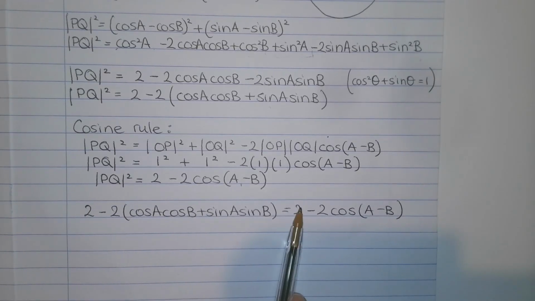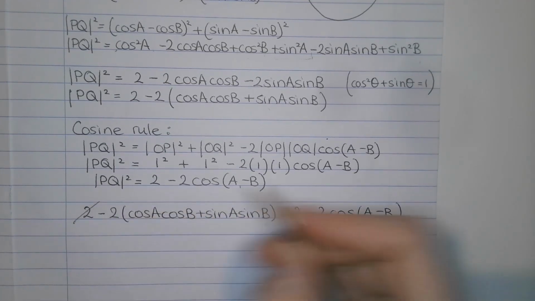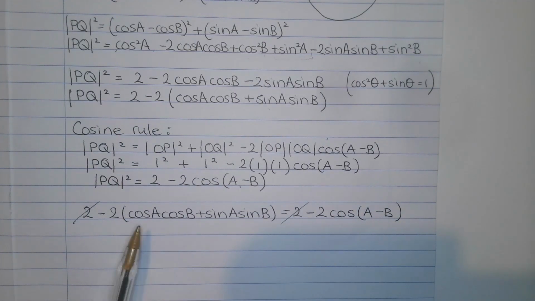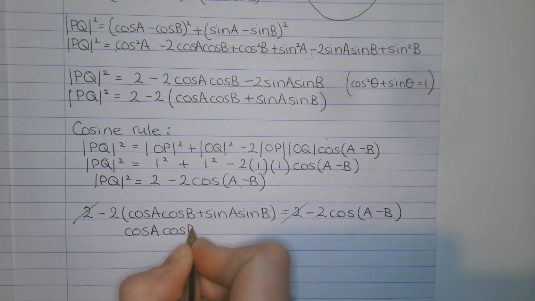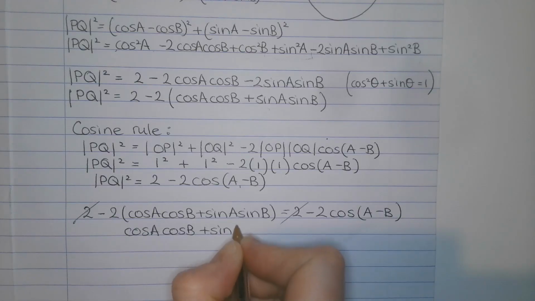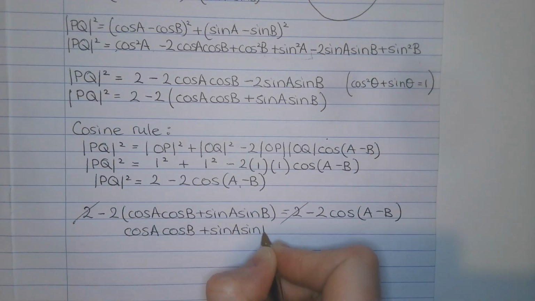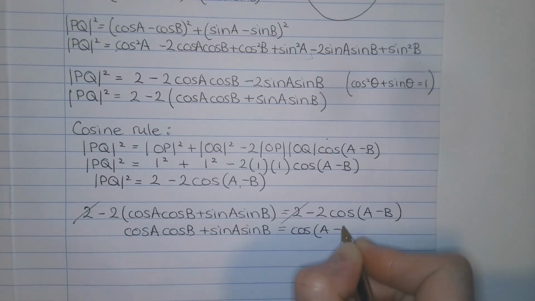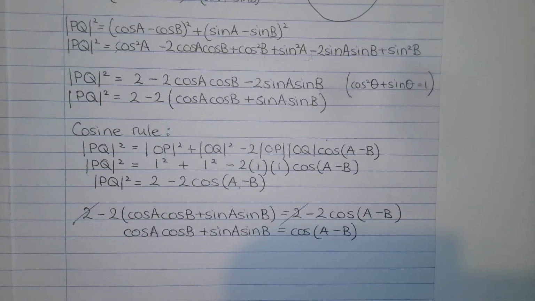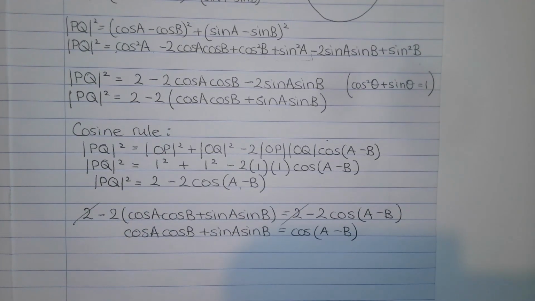There's 2's on both sides. We can take away 2 from both sides and they will cancel each other out. We can also divide both sides by minus 2, which will mean they will also cancel each other out. And what we're left with is cos A cos B plus sine A sine B is equal to the cos of A minus B. And that proves our identity.